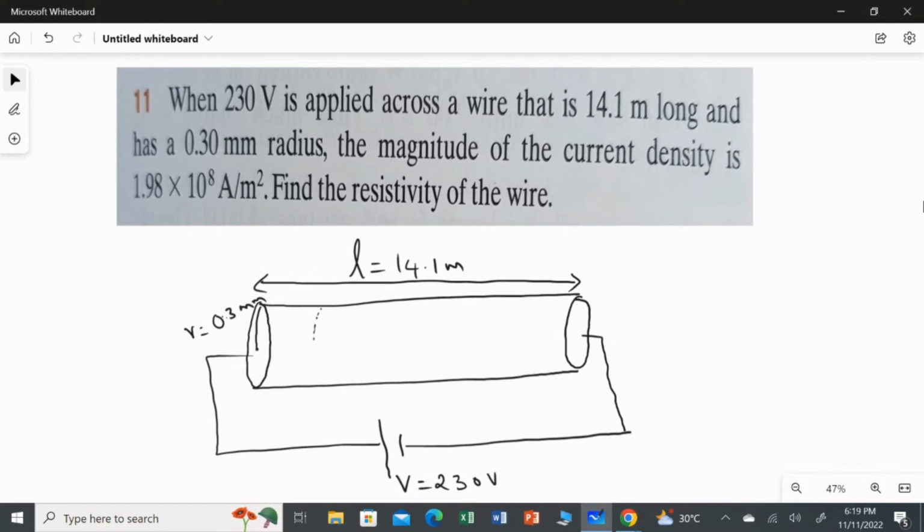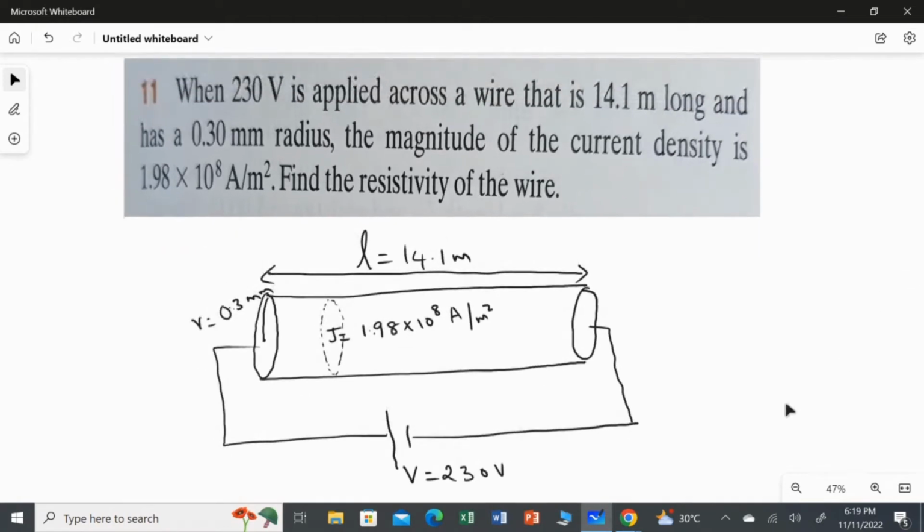So let's take a cross-sectional area. So the current density J value is equal to 1.98 multiplied by 10 power 8 ampere per meter square. By using all these values, we are going to find the resistivity of a wire.